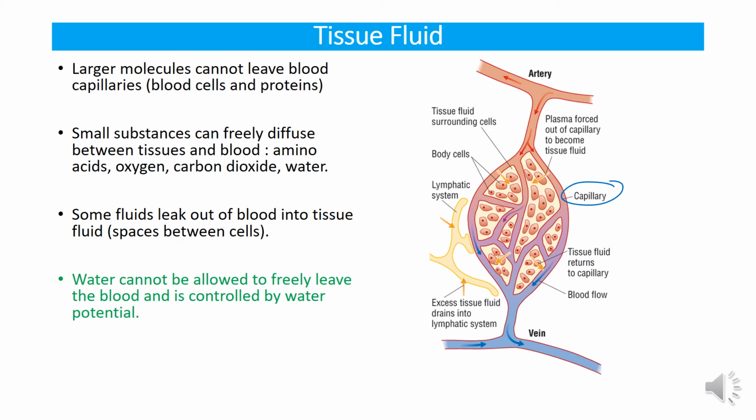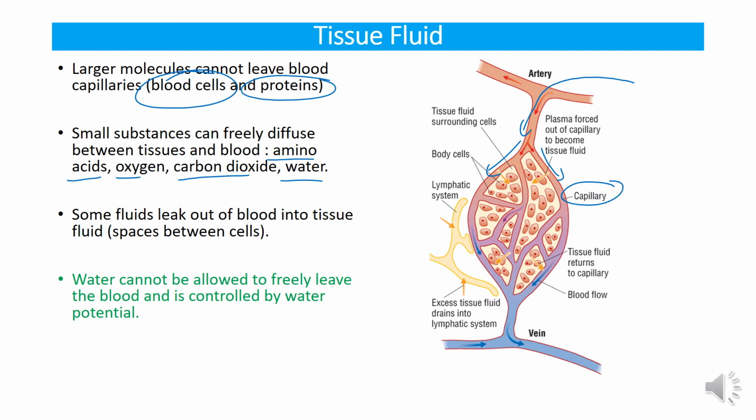So as the blood comes in from the artery into the arteriole and then splits further into the capillary, due to the high pressure still, or the higher pressure, smaller molecules are forced out into this bed of fluid to form tissue fluid. And they can freely diffuse, and it's small molecules such as amino acids, oxygen, carbon dioxide and water. Larger molecules, particularly proteins and red blood cells or white blood cells, cannot diffuse out due to their size. So some fluids leak out into the space between tissue, and that becomes tissue fluid.